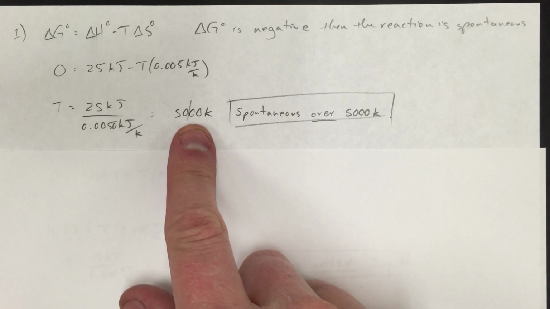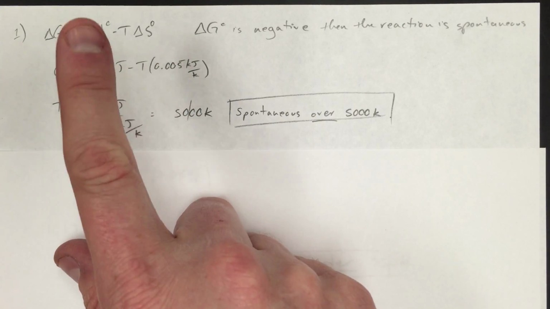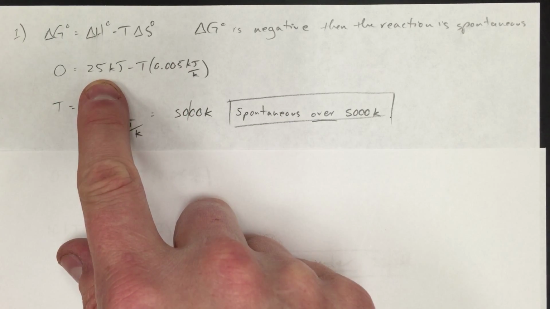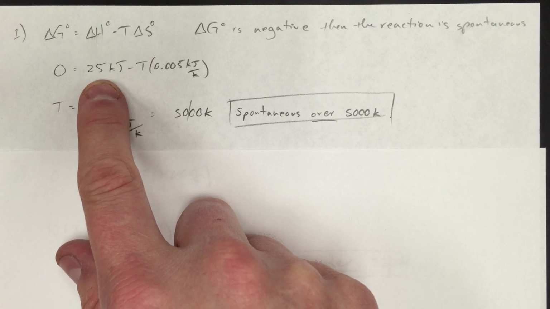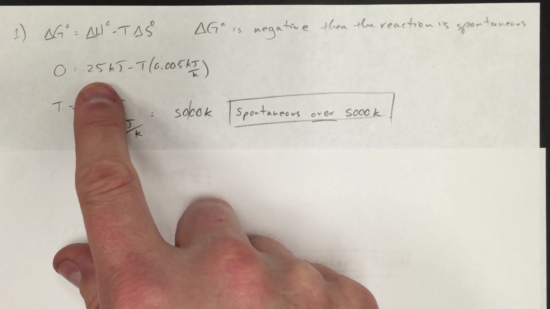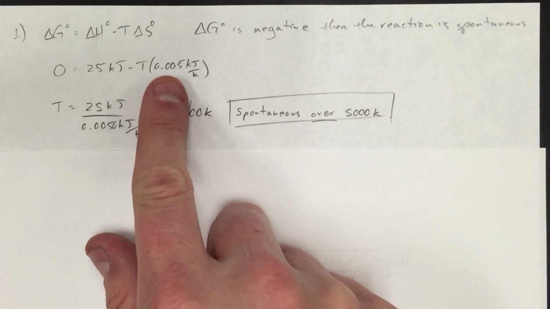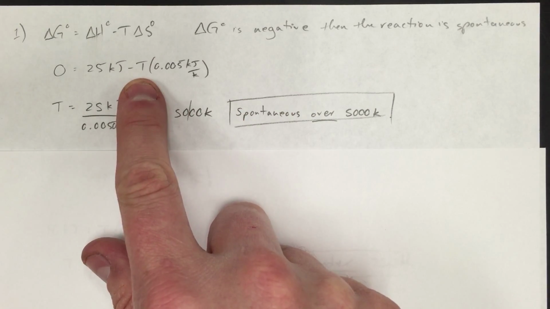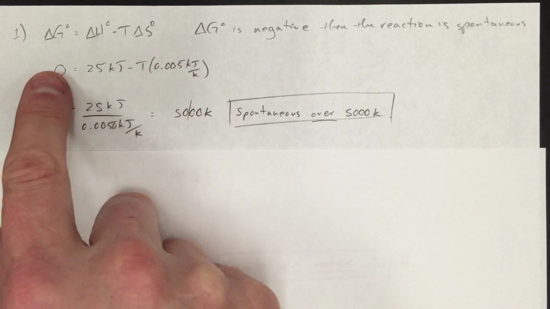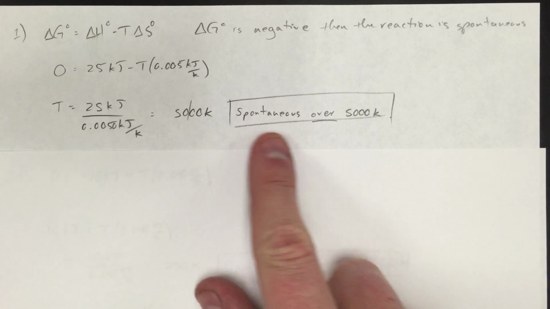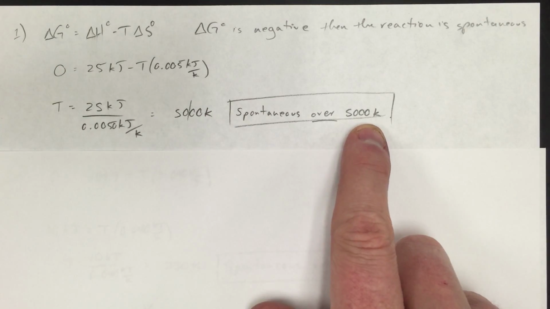5,000 Kelvin. Now remember, if delta H is 25 kilojoules, that means it's an endothermic reaction, which means it's going to be spontaneous at higher temperatures only. And so we want to maximize this. If this T is bigger, then this will be more negative and this will be more negative. So it's spontaneous over 5,000 Kelvin.